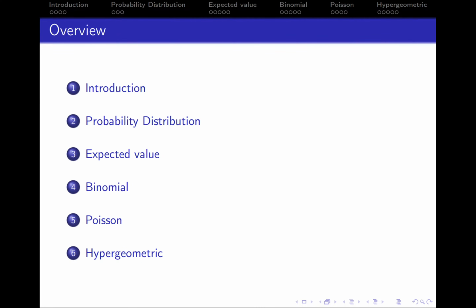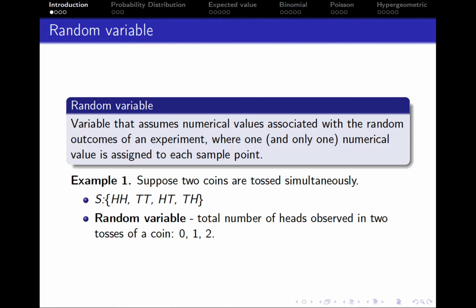After this, I will move to the expected value. So how expected values or mean values are estimated based on the information we have about probability distribution. And after this, I will finish with the discussion of three discrete random variables: binomial, Poisson, and hypergeometric. So let's move to the introduction.